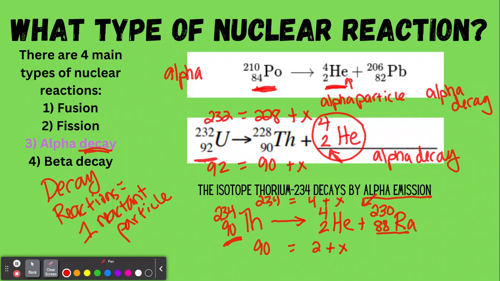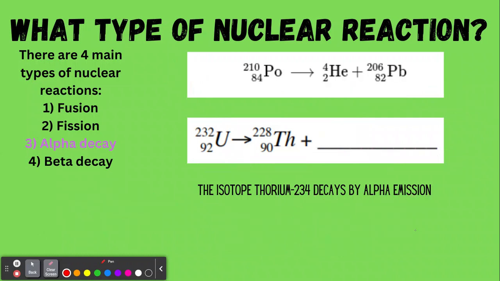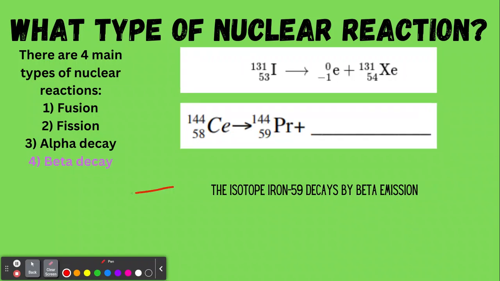Last one we're going to talk about is beta decay. So beta decay, same kind of idea as alpha decay. If it is a decay reaction, once again, you will have one reactant, which means before the arrow. And since it's beta, one of your products will be a beta particle. Okay, so that is how you know it's a beta decay reaction.